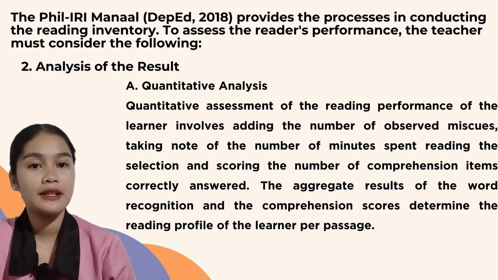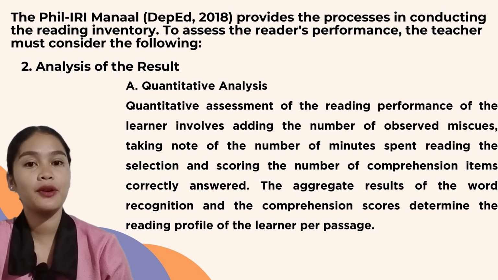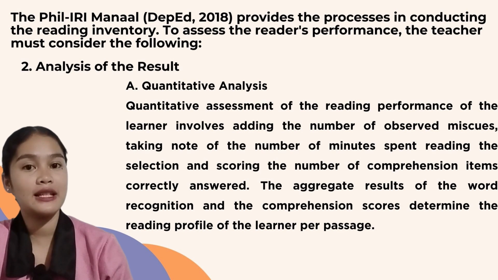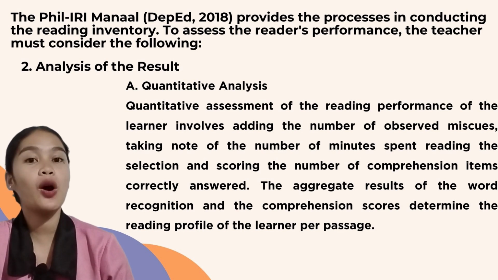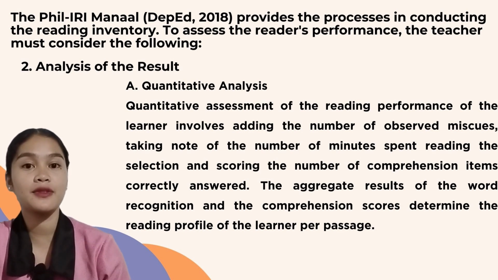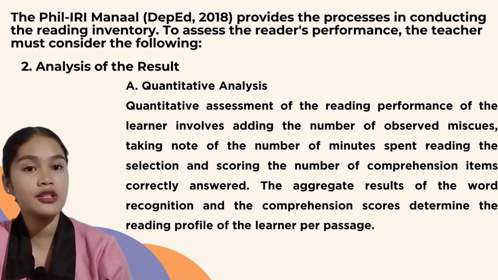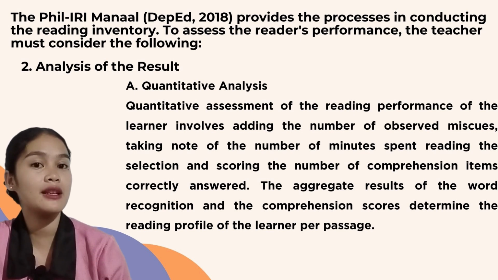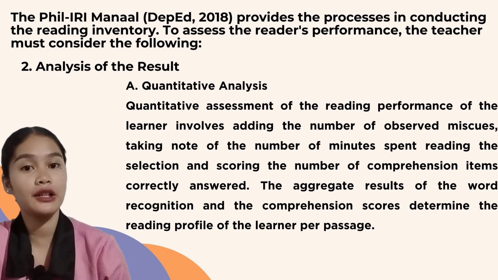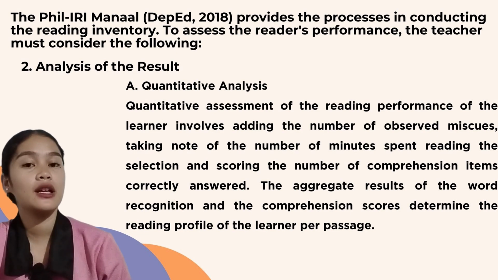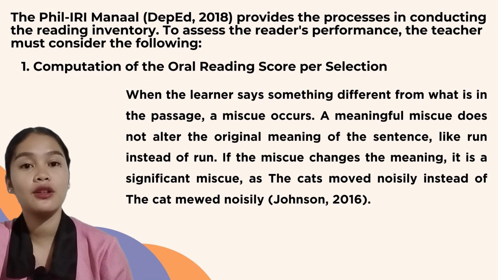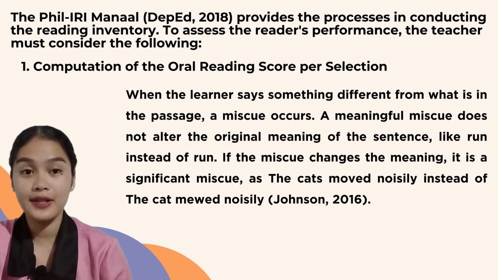We have a quantitative analysis. Quantitative assessment of the reading performance of the learner involves adding the number of observed miscues, taking note of the number of minutes spent in reading the selection, and scoring the number of comprehension items correctly answered. The aggregate results of the word recognition and the comprehension scores determine the reading profile of the learner per passage. We have here in number 1, the computation of the oral reading score per selection.